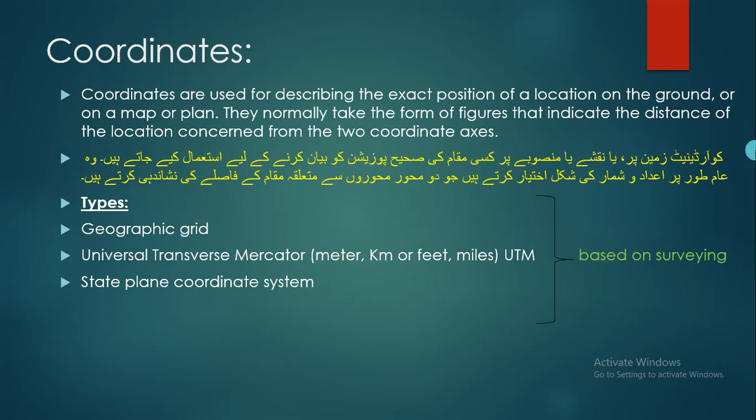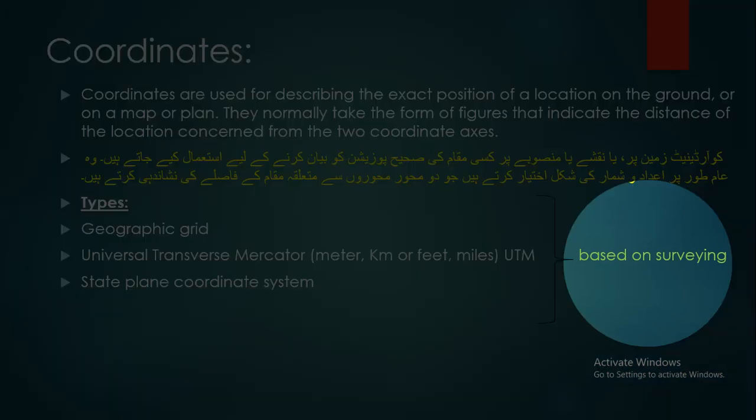We will discuss that in future tutorials in different playlists. One is the Universal Transverse Mercator, which is typically used by Google Earth Pro software. And another is the State Plane Coordinate System. These are the things which are based on surveying. You have to remember that. This is based on surveying. Not quantity surveying, just surveying.